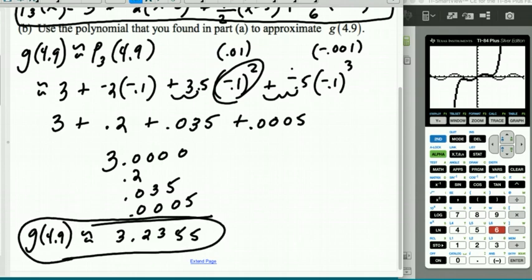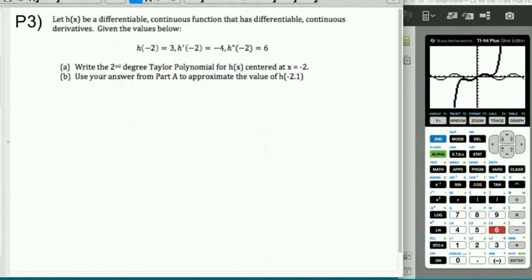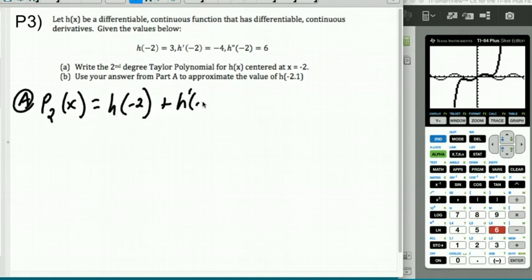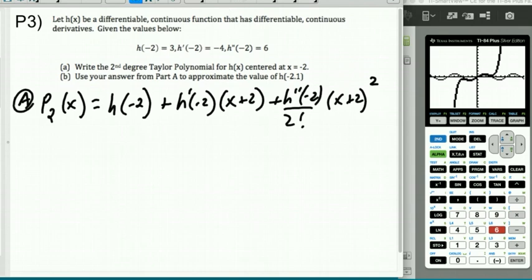And that's it. All right, so let's try a P3, same idea. It looks daunting, but again, you're handed a bunch of this information, right? So you're going to write the second degree Taylor polynomial of h centered at -2. All right, so first thing I'd do if I were you is I'd write what the second degree Taylor polynomial should include, right? So that's h of -2 plus h prime of -2 times x minus a, -2, which you're probably going to write as +2. Plus h double prime of -2 over 2 factorial times an x plus 2 quantity squared. That's what I want, and then it's just my job to look for those things.